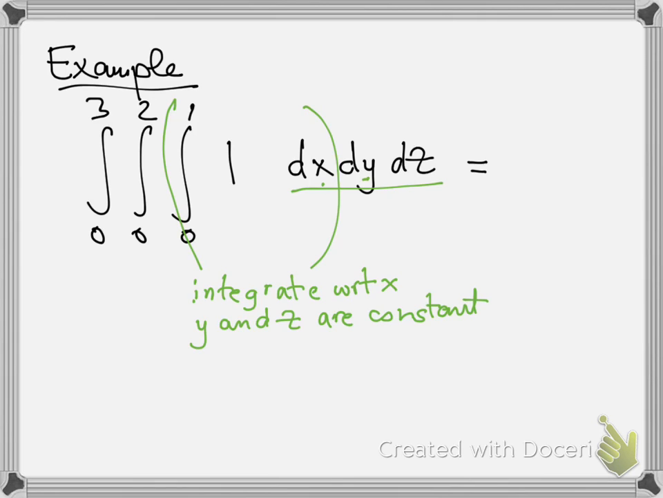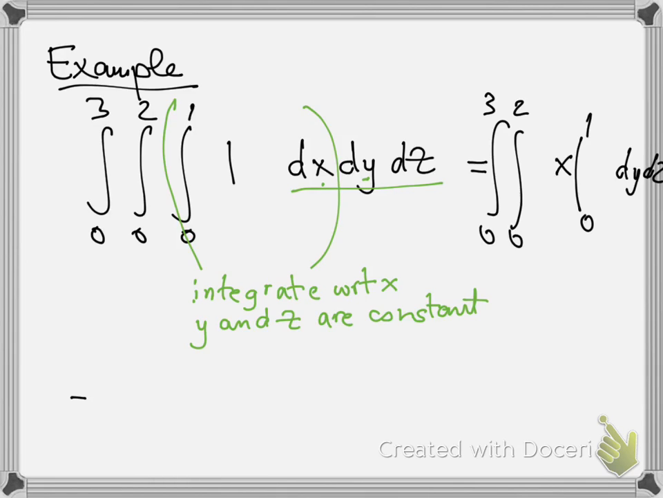So that will be equal to the integral from 0 to 3, then the integral from 0 to 2, of x between 0 and 1, dy dz. Again, integral from 0 to 3, then integral from 0 to 2. You replace x by 1 and then by 0, so it's 1 minus 0, and then you have dy dz.